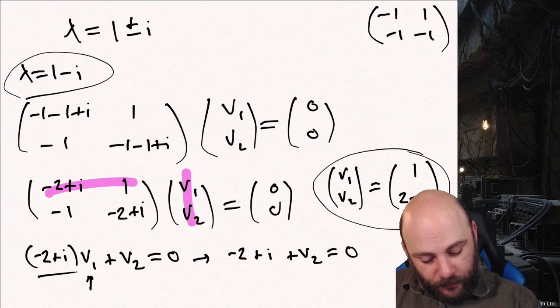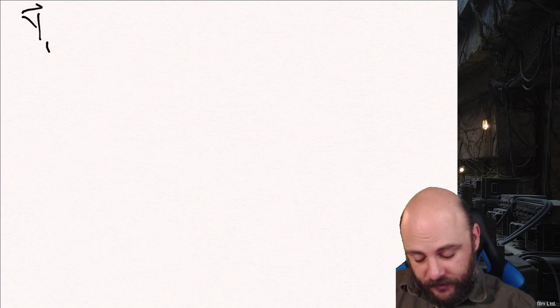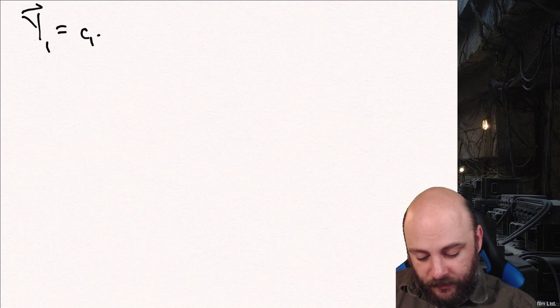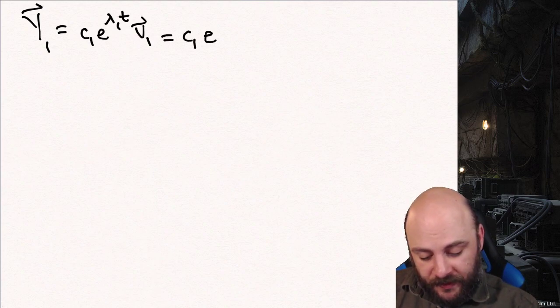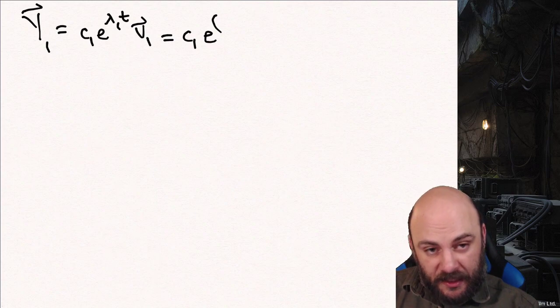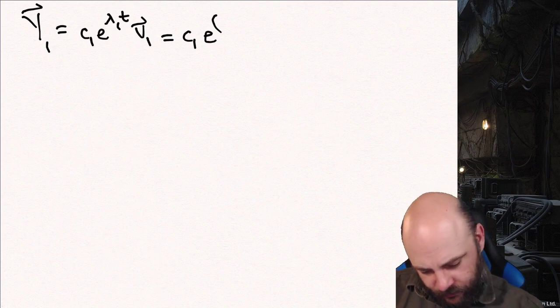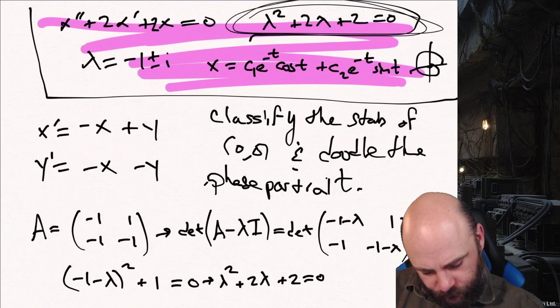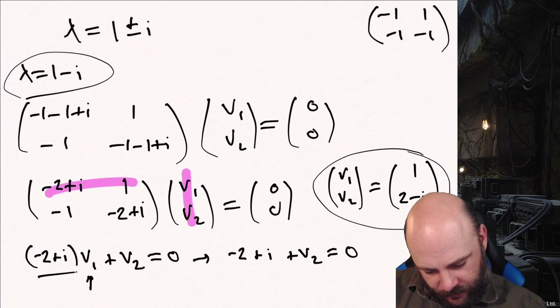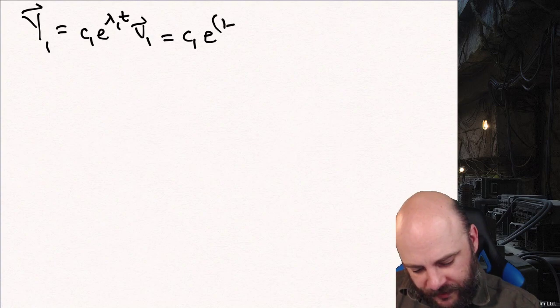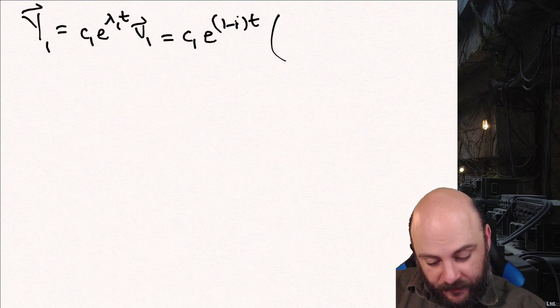So what this does is it gives me one solution here. Let's call it y1, and it's a vector-valued solution. It equals c1 e to the lambda 1 t v1, just like they all do, except now we've got incredibly ugly things. Is it -1 or 1? Oh, it's 1 minus i. So e to the (1 minus i)t, and then my vector is 1 and 2 minus i.